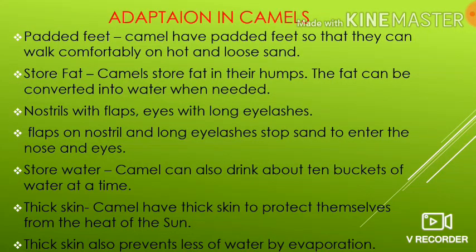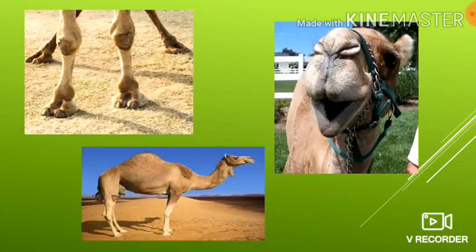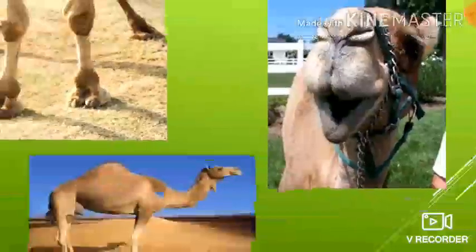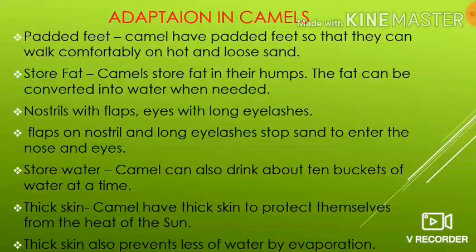And second, stored fat. Camels store fat in their hump. The fat can be converted into water when needed. And third, nostrils with flaps and eyes with long eyelashes, because flaps on nostrils and long eyelashes stop sand from entering the nose and eyes. And the next point is stored water. A camel can also drink about 10 buckets of water at a time.